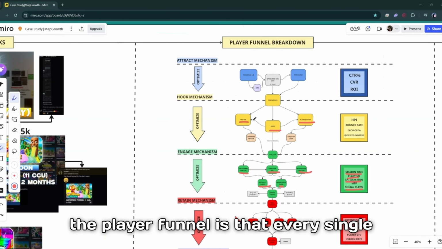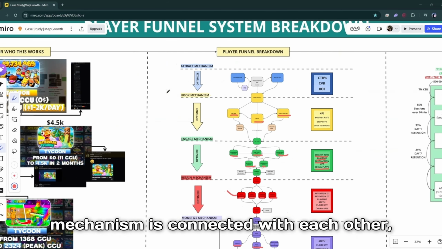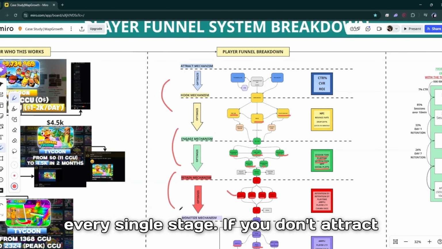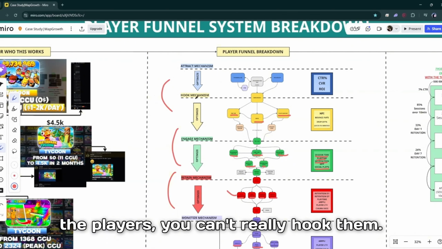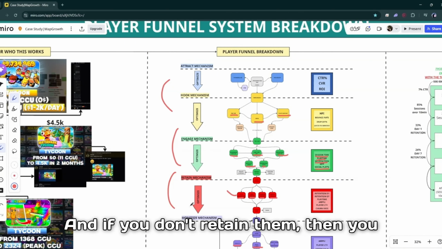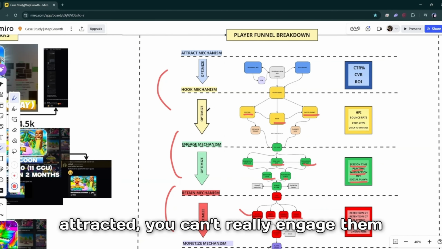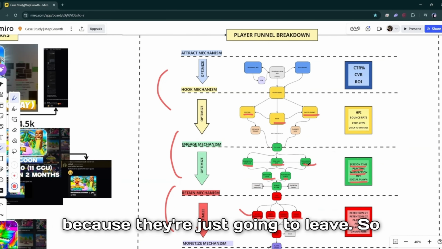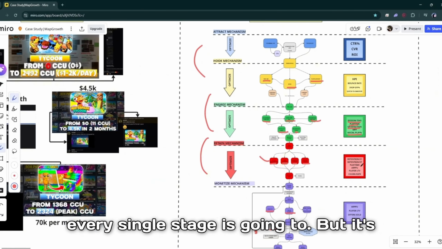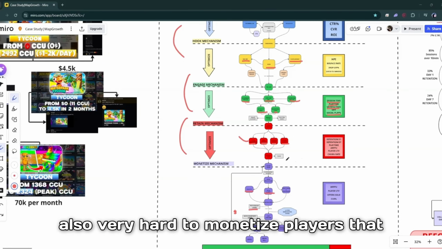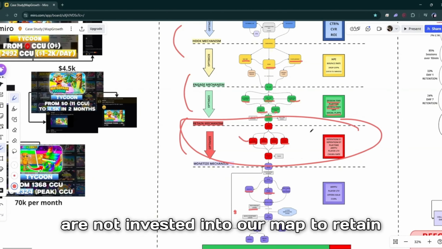And the best part of the player funnel is that every single mechanism is connected with each other. Every single stage. If you don't attract the players, you can't really hook them. And if you don't retain them, then you cannot really monetize them. And if you don't hook the players that you just attracted, you can't really engage them because they're just gonna leave. So every single stage is connected. And it's also way harder to monetize players that are not invested into your map with the retain mechanism.